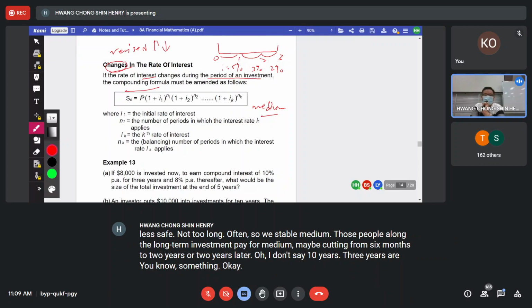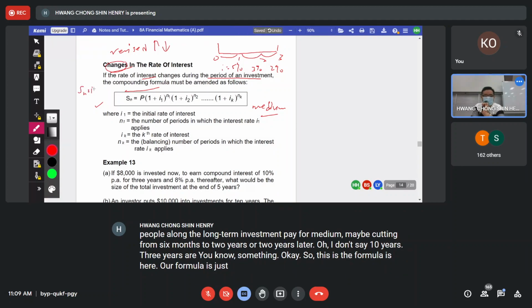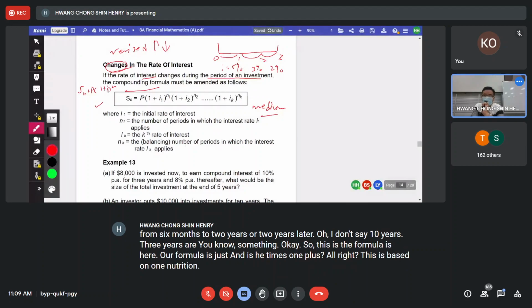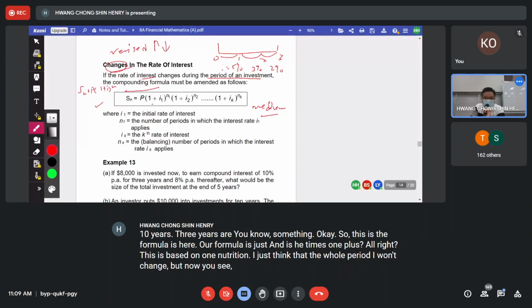Okay, so this is the formula, you see. Just now, what's the formula? Sn is P times 1 plus i, power n, right? This is based on one interest rate. i is one interest rate. Assume that for the whole period, i has no change. But now, you see, Sn is equal to P, still the same principal. We save the principal here.